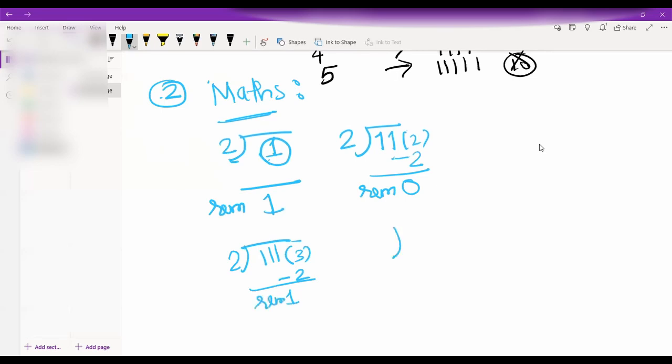Now the next number is 4. The number 4 is represented by 4 occurrences of 1. So this is number 4. Now we are going to divide by 2. What are we going to get? We will get remainder 0.